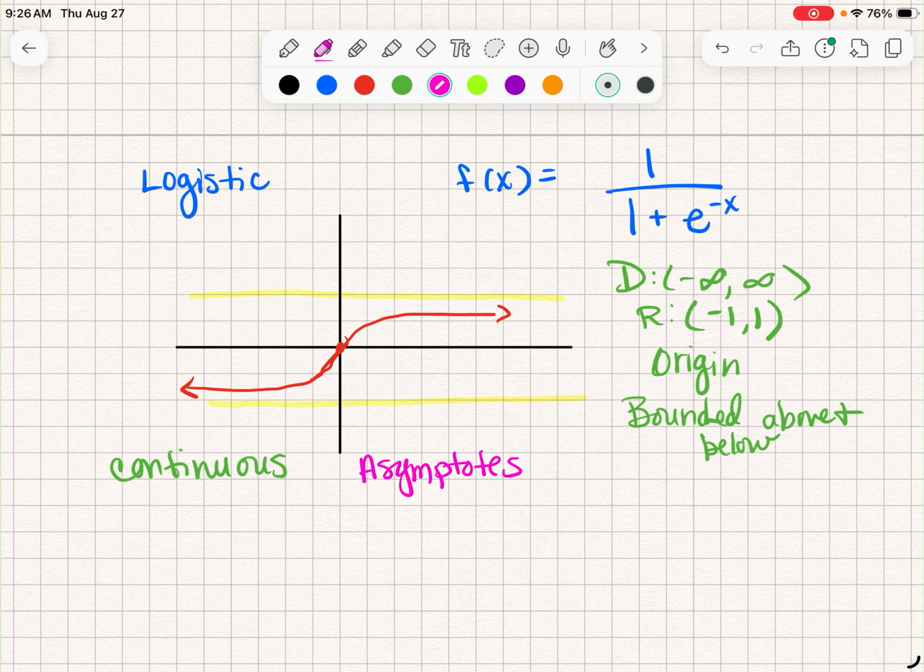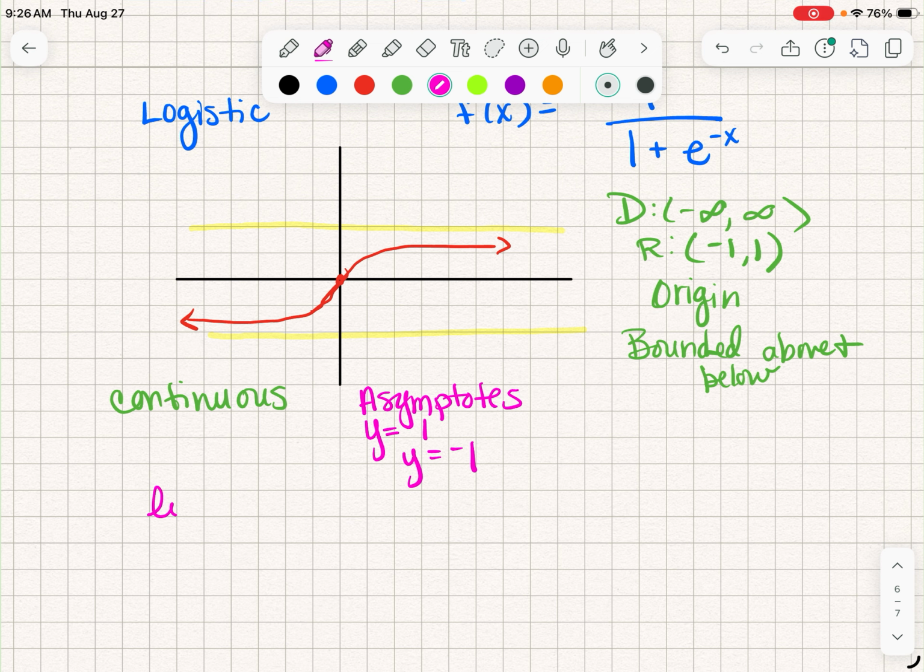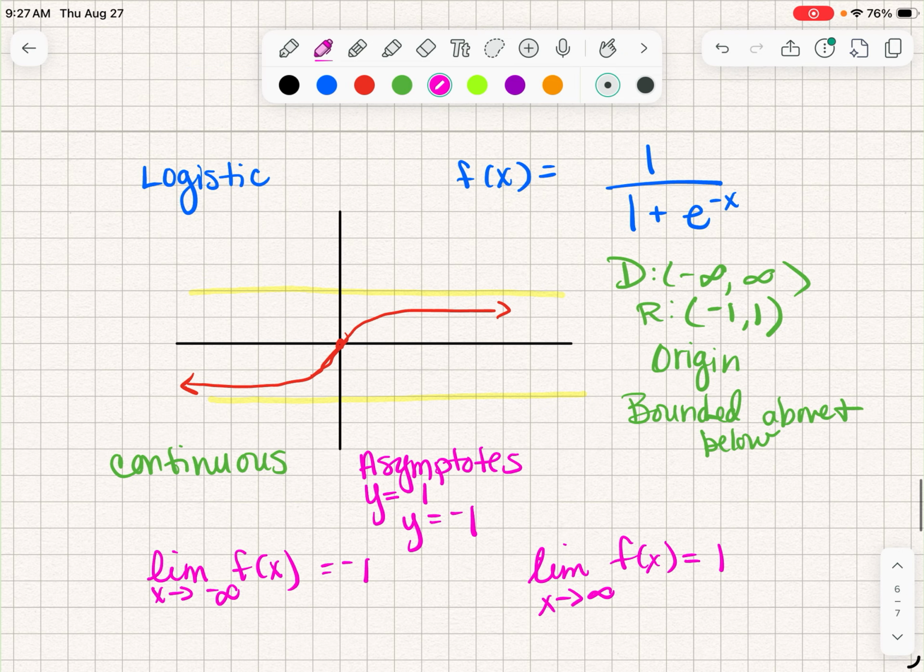The asymptotes, of course, are the lines y equals 1 and y equals -1. Those are the two asymptotes. And that's actually my end behavior as well. They flatten out on both sides. So on the left side, the function evens out at -1, and on the right side, the function goes to +1, and that is the logistic function.